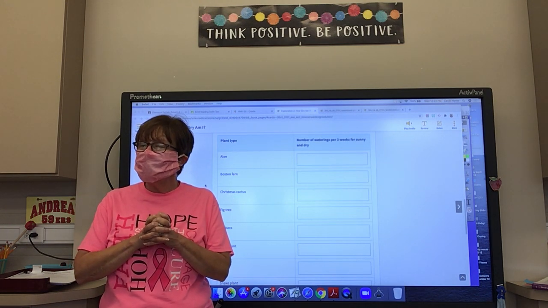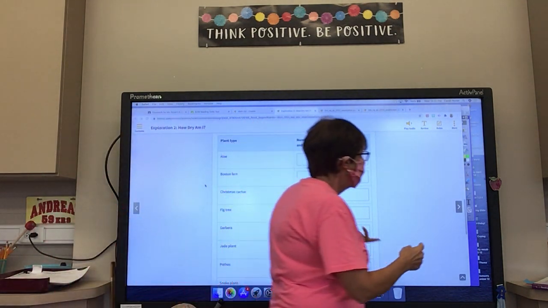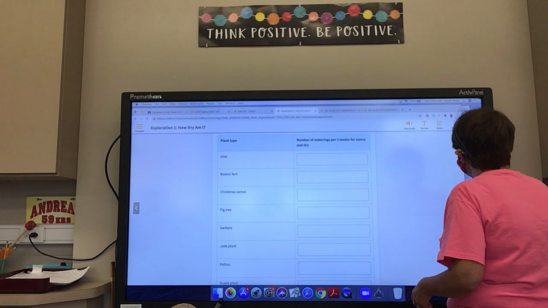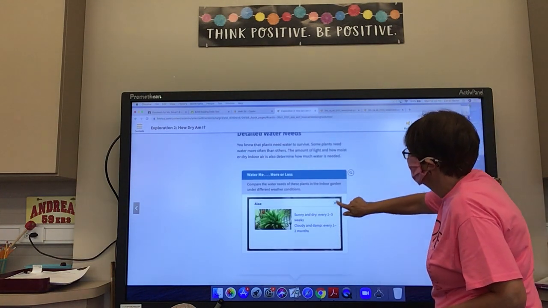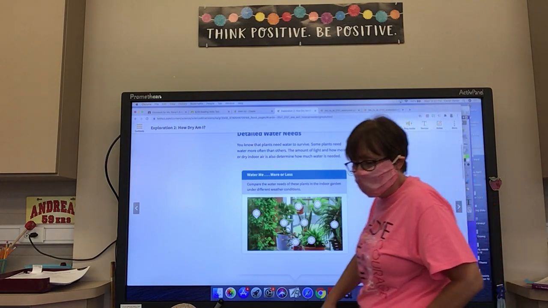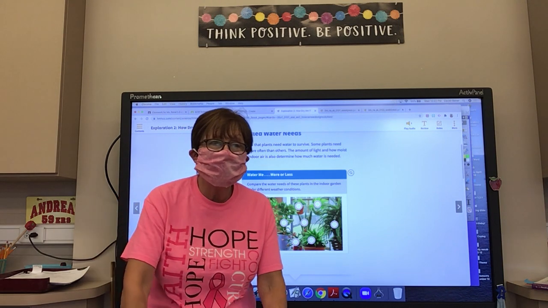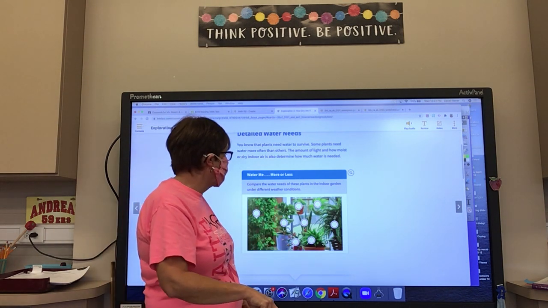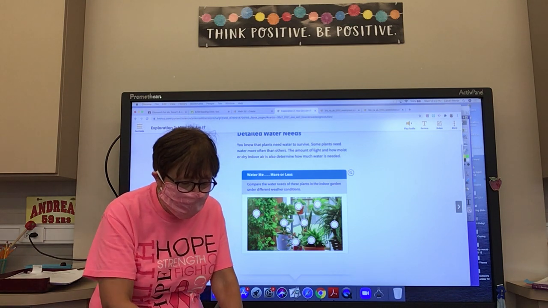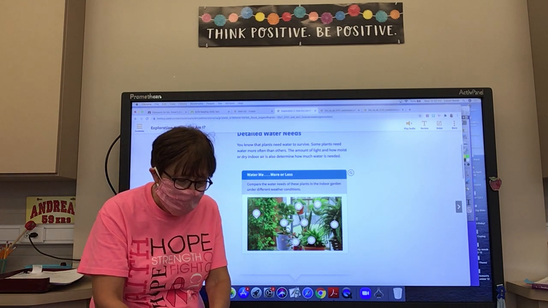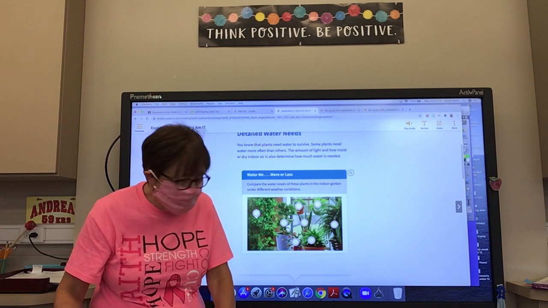So now here's what we need to do, boys and girls. We are going to look at the plant watering needs, and then we're going to figure out how many times we need to water the plants. Okay? So our first plant we want to figure out is the aloe. And this is over a 2-week period. So here's our aloe. Everybody go back in your book. Find the aloe.